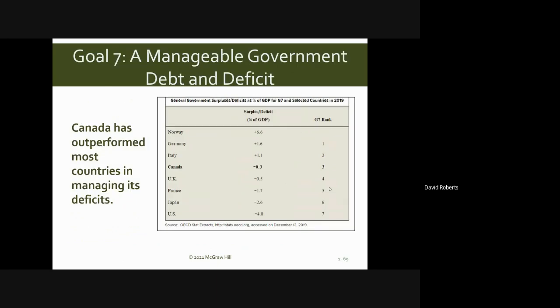As far as government deficits, again, 2019, Canada has a small percentage deficit. The United States was worse at -4%. So that means for every dollar, the Americans spent $104. For every dollar, Canada spent 0.3% more than what we got. Italy and Germany had surpluses.